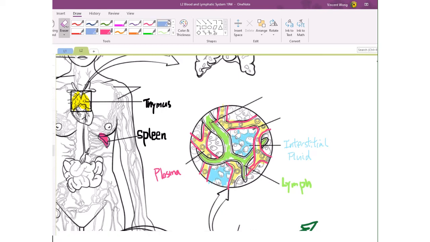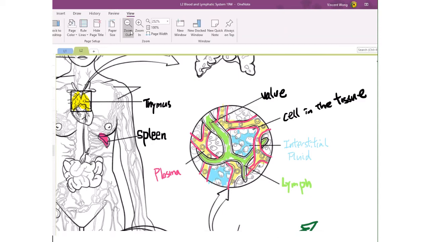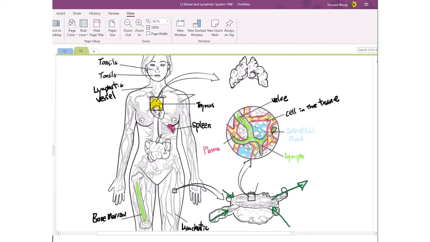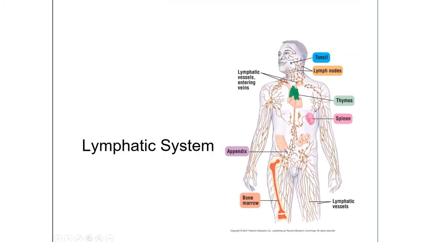Now the lymph inside the lymphatic vessels has to circulate back into your general circulation. But since there's no pump, that's why we need to have valves. So there is a valve within your lymphatic vessel. And there's another label here that's pointing at one of the cells. So this would be a cell in the tissue. Okay. So there you have it. It's basically what we've talked about, but in a much more compact diagram. So back to the PowerPoint now.